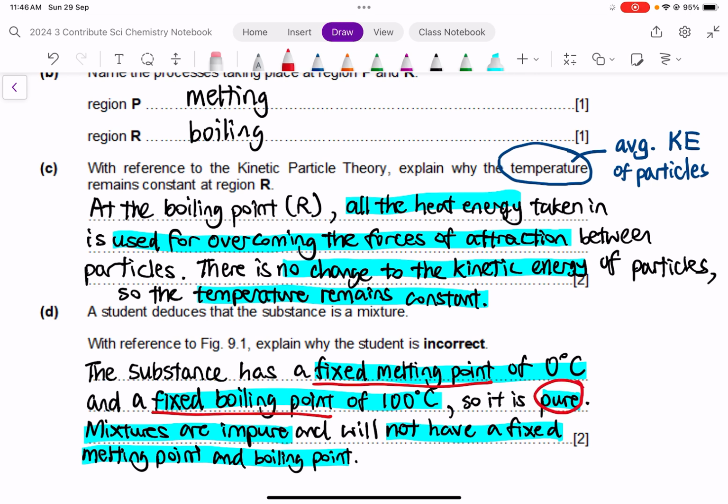So you can test for the purity of substances by looking at whether they have a fixed melting point or boiling point. Again, this is covered under the chapter 2 revision video for kinetic particle theory as well as elements, compounds and mixtures. So if you remind yourself, mixtures are impure. Elements and compounds are pure. Okay?